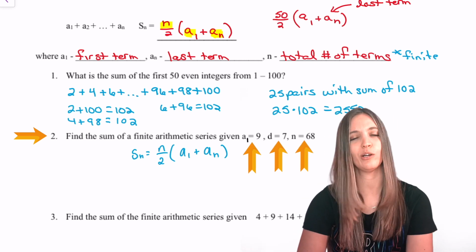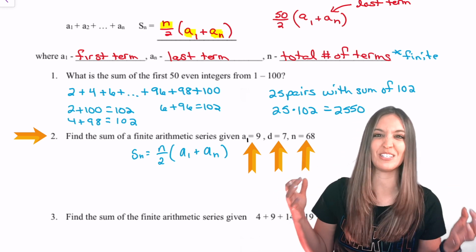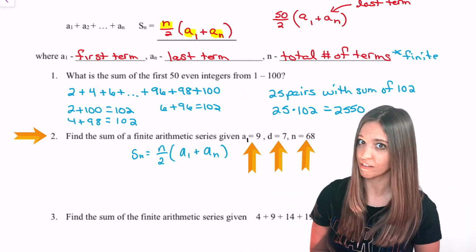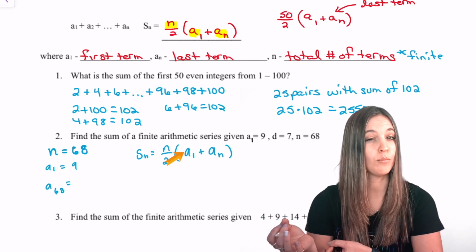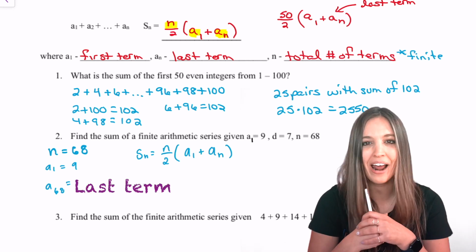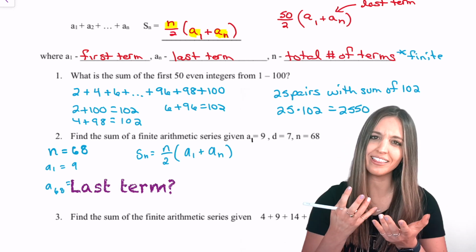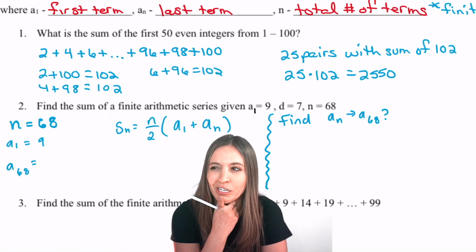Let's find the sum of a finite arithmetic series given a sub 1 is 9, d equals 7, and n equals 68. Oh, n equals 68? That means we'd have 68 terms. We don't want to do that by hand. Good thing we have the formula. I know I'm going to need n, which I have. I also need a sub 1, which is my first term, and a sub n, that's my last term. I don't have my last term. How could I find that? How could I find a term in a series?